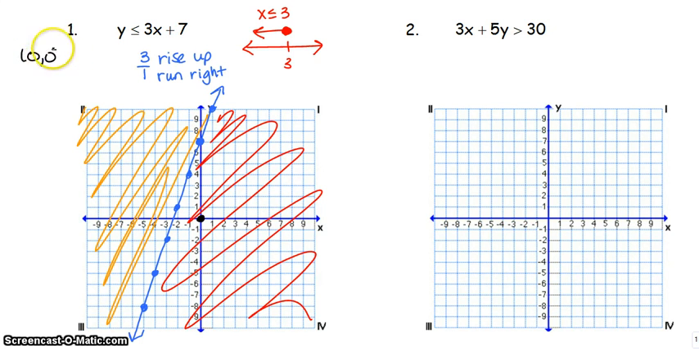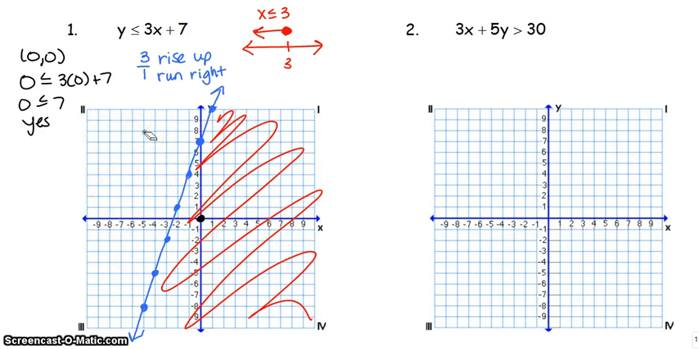So if I plug (0, 0) into my inequality, I have 0 is less than or equal to 3 times 0 plus 7. That's 0 plus 7. Is 0 less than or equal to 7? Well, yes, that is true. Since that was true, that is the portion that I'm going to shade. So the graph of this is going to be our line with a solid line, and everything below it is going to be shaded.